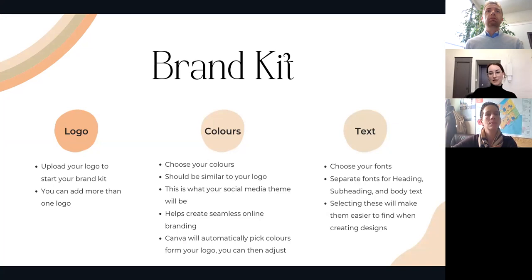As for text, you'll choose your fonts. You're going to have three separate ones: one for titles, subheadings, and your body text. These can all be the same. If you want them all the same, I recommend making them different just for a little change of pace. But selecting these will make them so much easier when adding text to your designs because it'll be what's automatically suggested for you.